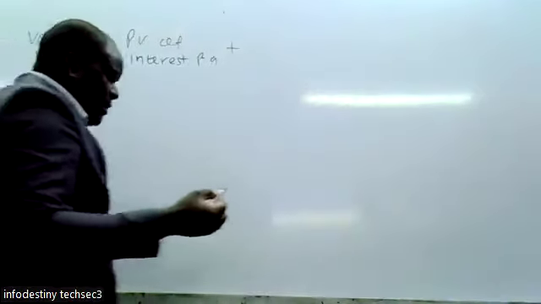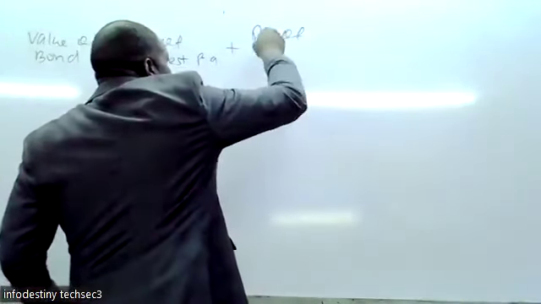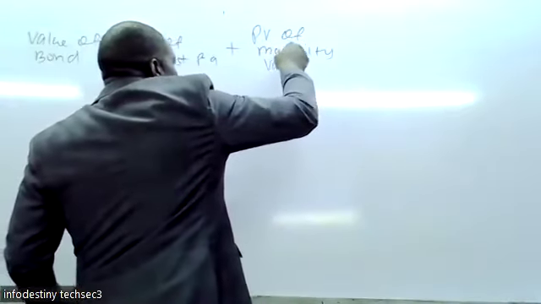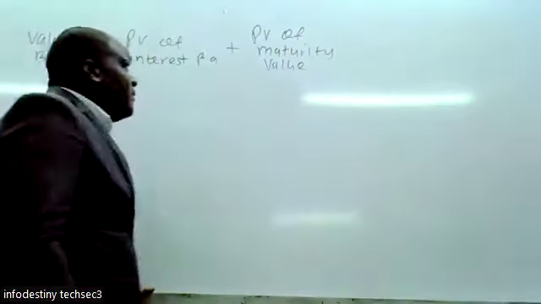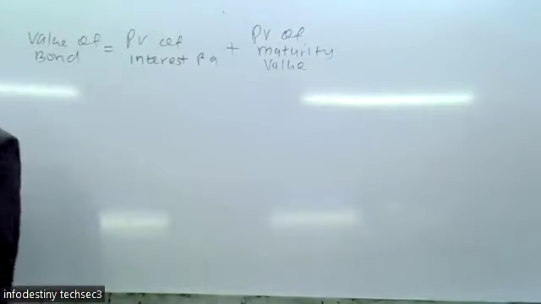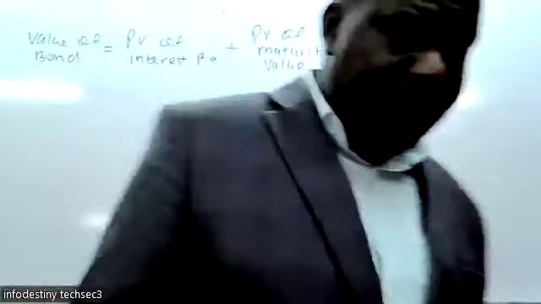Then we add present value of maturity value or redemption value. So when you want to get the value for the debenture, you simply get present value of the interest per annum. Then we add present value of the maturity value. So we can check a question on that.